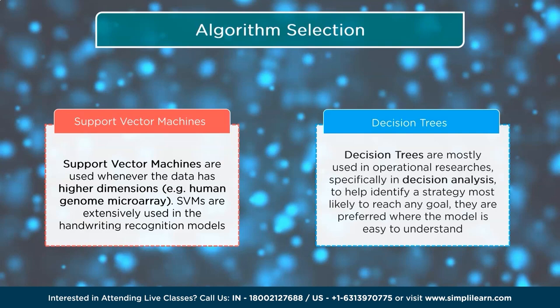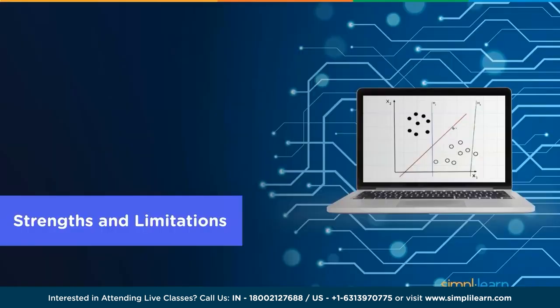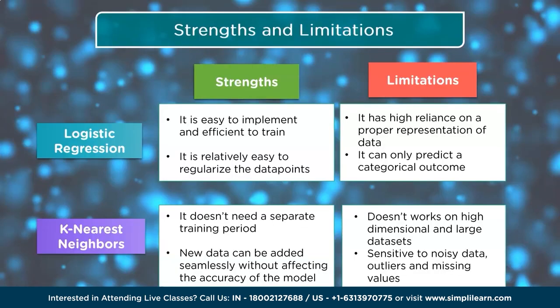It takes a little bit more to dig in there and figure out what they're doing, but you can do that, and it can actually help you figure out why. People love it for the why factor. So, strengths and limitations. Big one on all of these. The strengths and limitations, we talk about logistic regressions. The strengths are it is easy to implement and efficient to train. It is relatively easy to regularize the data points. Remember how we put everything between 0 and 1?